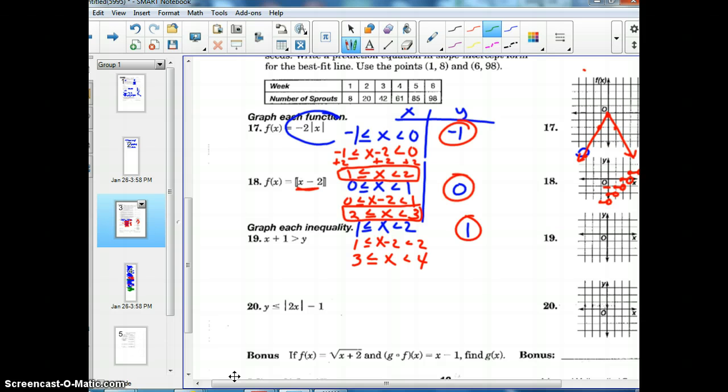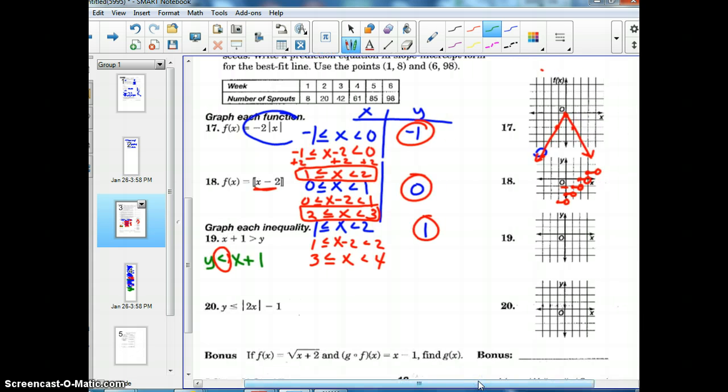Number 19, we have to graph the inequality. We're going to graph it just like we do a line, except when we're done, we're going to shade at the end. So I'm going to put it in slope-intercept form. I'm just going to flip it around. Y is less than x plus 1. Because I have a less than sign, when I graph my line, it's actually going to be a dashed line instead of a solid line. If it were equal to, I would put a solid line.